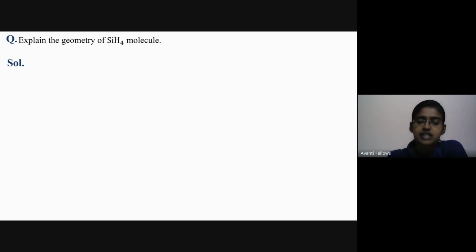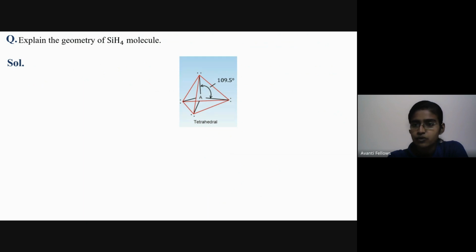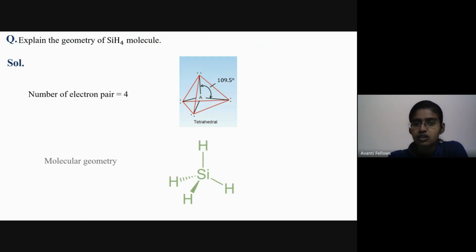Very good. It is tetrahedral. Silicon belongs to the 14th group. Like carbon, it has 4 valence electrons, so 4 electron pairs. So the geometry is tetrahedral. Very good, Ramnagar students. Fine.